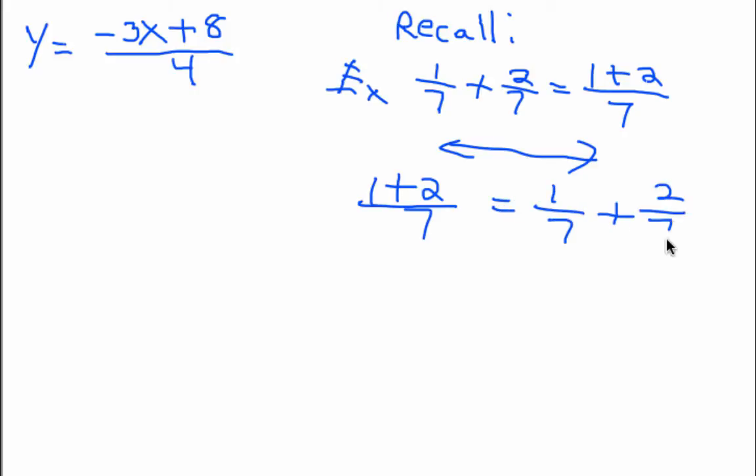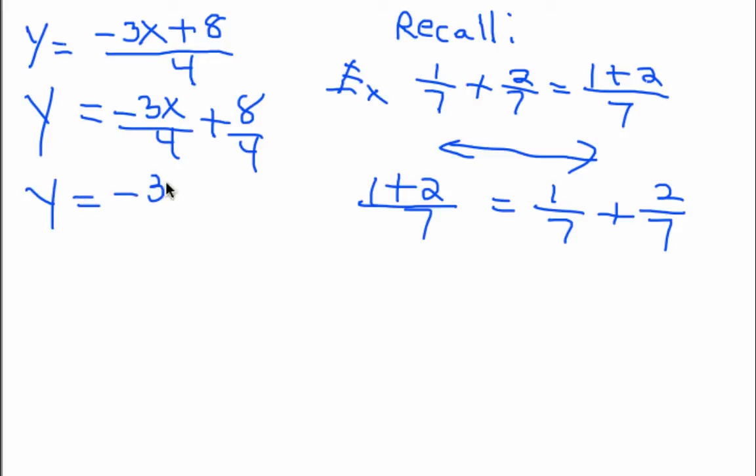What you see now is that we have broken down the original fraction into two small fractions. Whenever you see terms being added in a numerator, you can break it down so that each term can be expressed separately with the given denominator. So we'll do the same thing here. We'll say y equals negative 3x over 4 plus 8 over 4. We'll reduce the 8 over 4 to get what you were shown on the previous page.